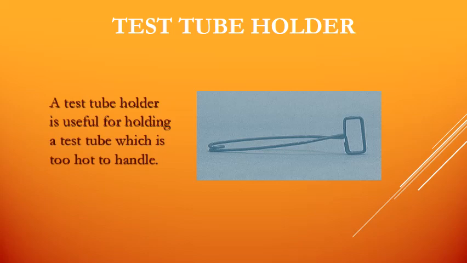Now a test tube holder, you can see it's usually made up of a metallic rod with a clamp at one end and a handle at the other end. So that's how it's made. Sometimes the handle is also made up of wood.